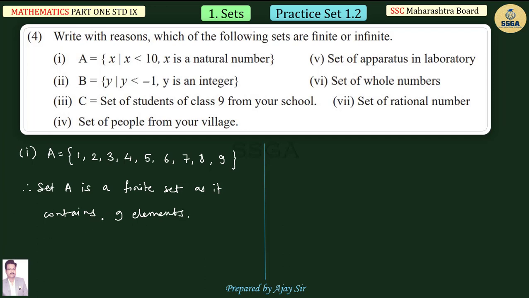So therefore this is a finite set, student. Similarly, set B, second. Set B is again in the form of rule method, and it is a set of all y, where y is less than -1. So set B is a set of all y, and y is an integer, student.